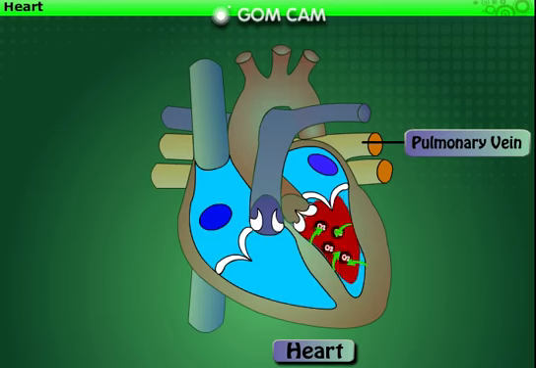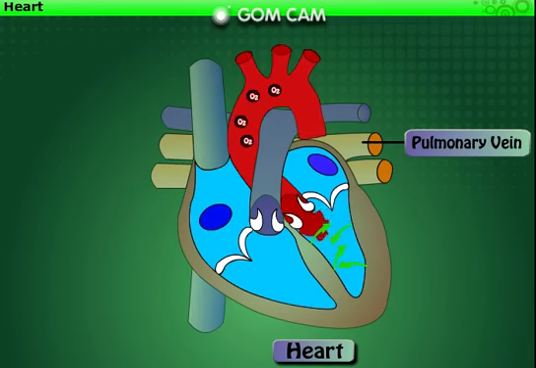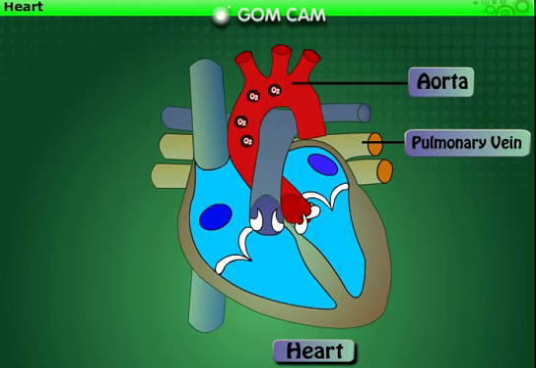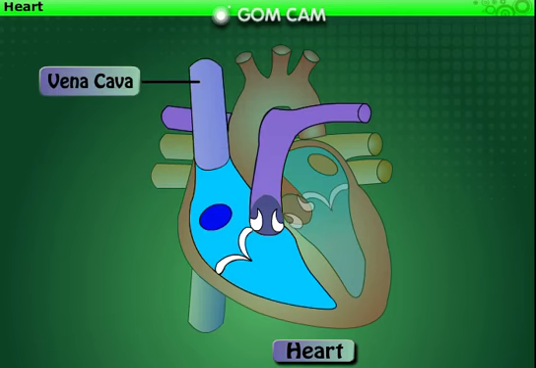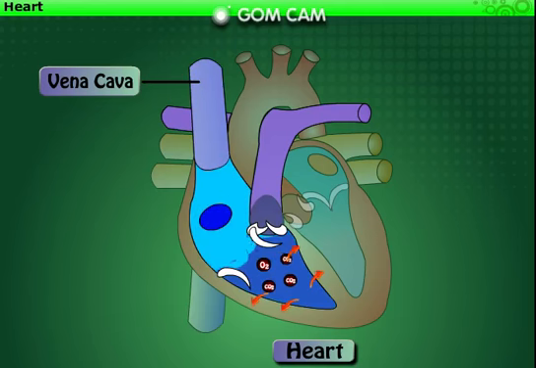Then, the left ventricle contracts, and the blood is pumped out into the main artery, called aorta. The main artery carries blood to all the organs of the body. The vena cava brings the deoxygenated blood into the right atrium when it is in relaxed position. Then, the right atrium contracts, and the right ventricle expands.